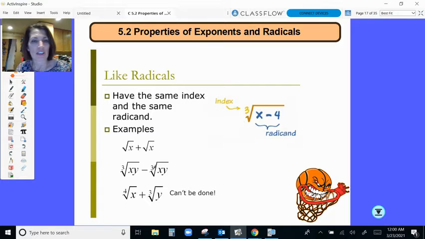Here I can add them because they have the same index of 3, and they both have the same radicand of xy. So I could subtract those. This cannot be done because one has an index of 4, the other one has an index of 3, and they also have a different radicand. So that's what like radicals are, okay?